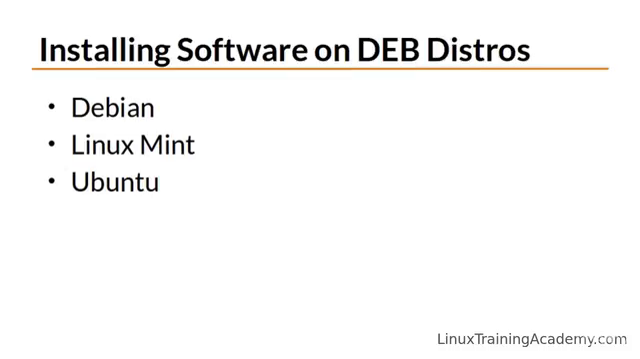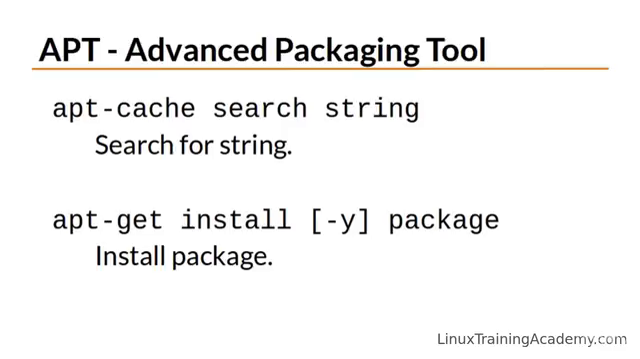Another popular package format is the Debian package format. In addition to Debian, distributions like Linux Mint and Ubuntu use deb packages. The Debian-based distributions use a package manager called apt, the advanced packaging tool. apt is comprised of a few small utilities, with the two most commonly used ones being apt-cache and apt-get.